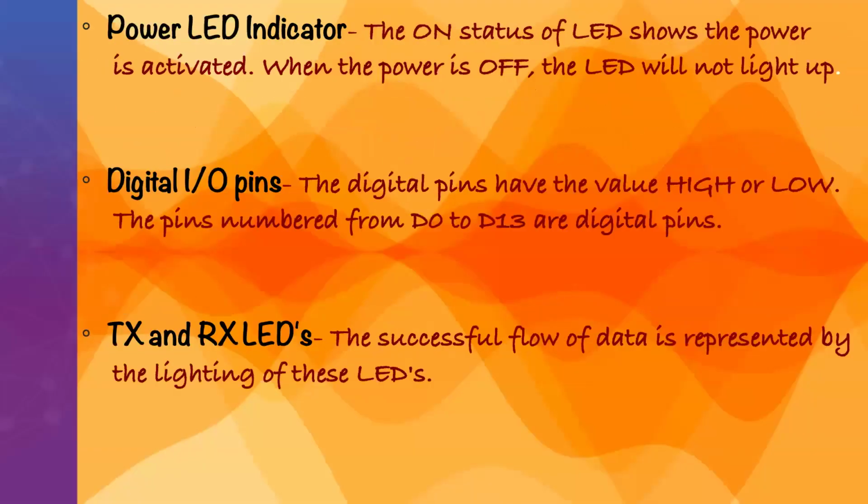Then come, dear students, the TX and RX LEDs. TX and RX refer to transmitter and receiver LEDs. The successful flow of data is represented by the lighting of these LEDs. So whenever these LEDs glow, whenever these LEDs are high, that means 5 volt is passing and the program, everything, is running properly, basically. Okay.